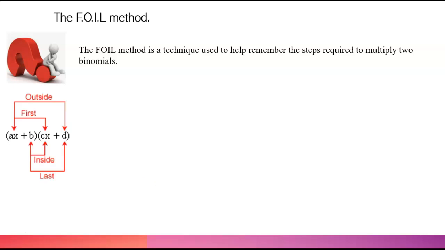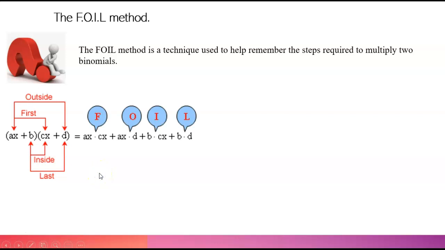F refers to the multiplication of the first terms. O refers to the multiplication of the outside terms. I refers to the multiplication of the inside terms. And L refers to the multiplication of the last terms, as you can see in this figure.